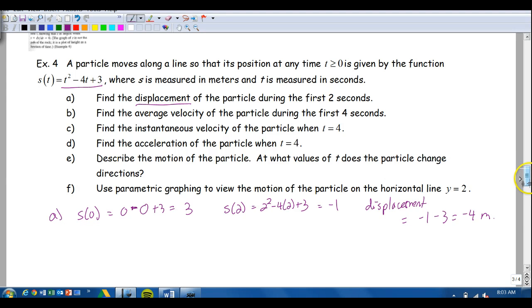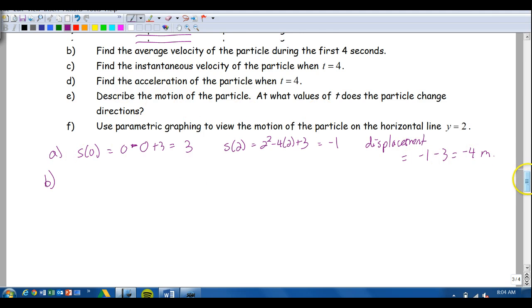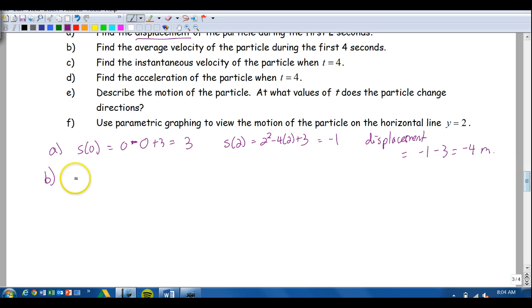Alright, average velocity. Average means we're just doing the slope. We already have it's displacement over time. We know that it's during the first 4 seconds, so it's a little bit different from part A. So for part B, we need to know what s of 4 is. We need to know where it is after 4 seconds. So that's 4 squared minus 4 times 2.